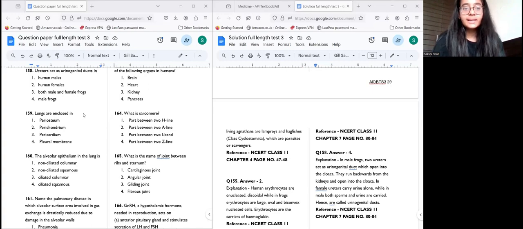But for males, do you know what acts as the urinogenital duct? The urethra in male humans acts as the urinogenital duct, but in male frogs, the ureters act as urinogenital ducts.